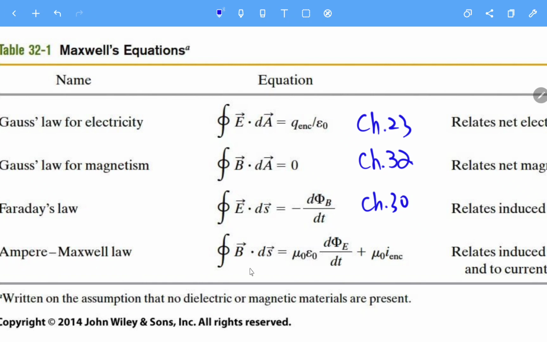Finally, the Ampere and Maxwell's law. Half of it, this part, we learned in chapter 29. This part we learned in chapter 32. Finally it becomes the Ampere and Maxwell's law. It also tells you that a changing E field will generate a B field. And of course a static current will generate a B field, but that B field is also static, so it will not further change to an E field anymore. But if the E field is changing and generating a time-varying B field, then this time-varying B field will also generate an E field, going back and forth.